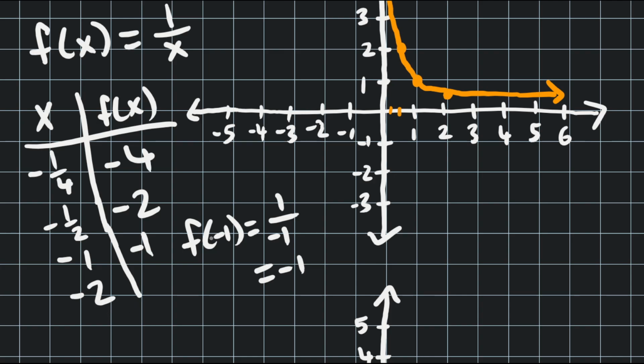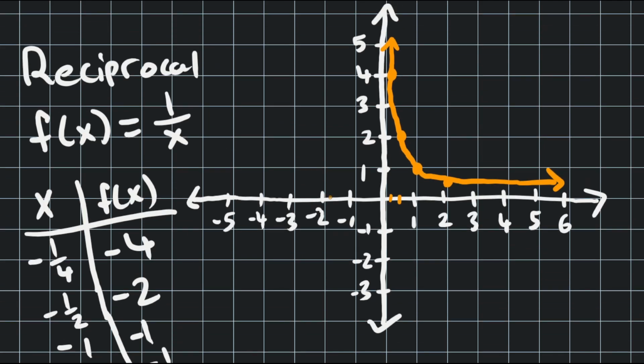Then f of negative 2. So f of negative 2 is 1 over negative 2, which is negative a half. Great. And let's go ahead and plot all these points. So negative a fourth, comma, negative 4. So negative a fourth is here. Comma, negative 4, which is, I'll extend this a little bit, is down here.